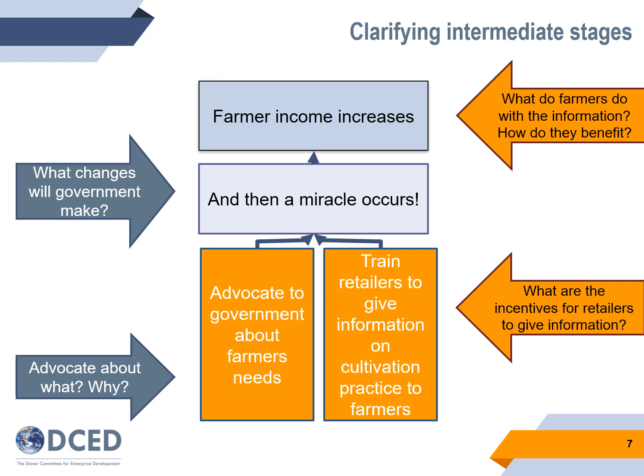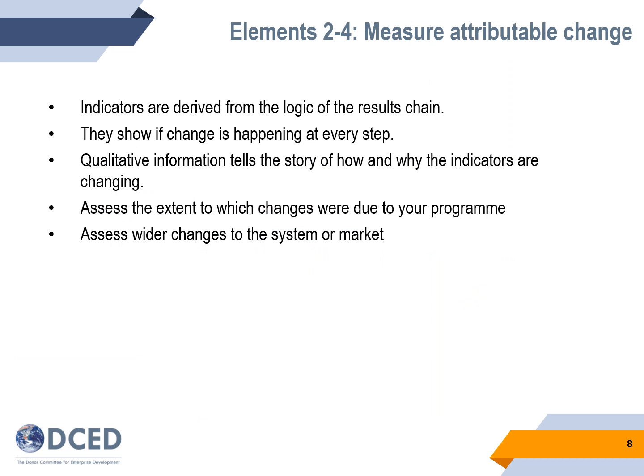By clarifying these intermediate stages, you end up with a better design program and you set the basis for your monitoring system. Once you've got this results chain in place, you need to measure based on it. And to do this, you need to set an indicator for each box in your results chain. And then you measure the indicators to see whether change is happening as you expected or not.